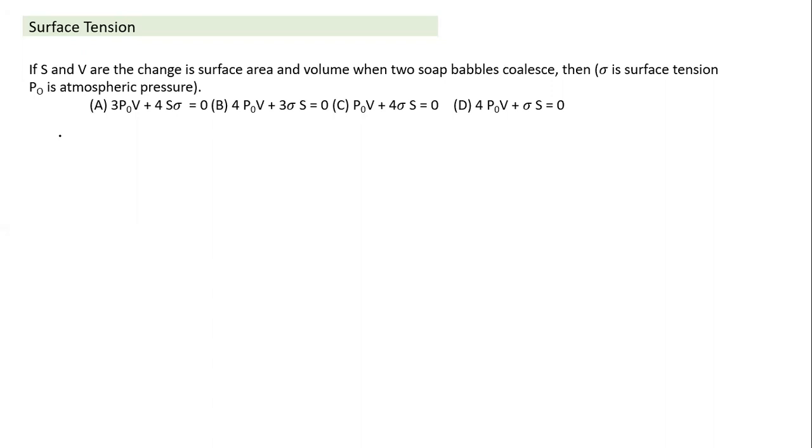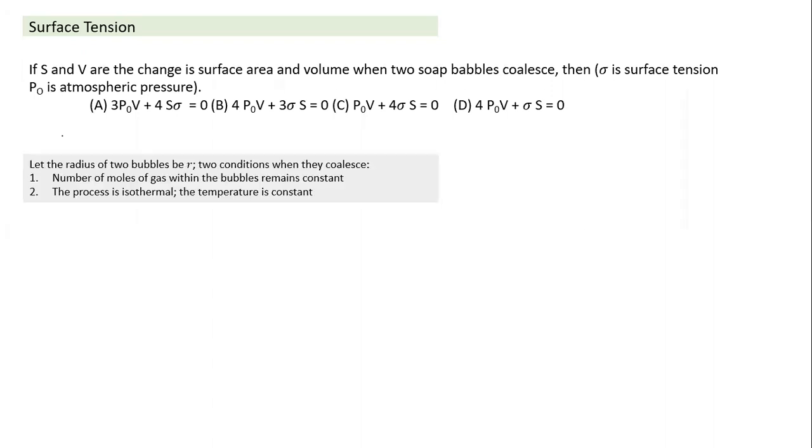So quite a few questions are something like this. And to make our task simpler, here they have not given whether the two bubbles are identical or not. If this relationship is valid for non-identical bubbles, it has to be valid for identical bubbles. So we'll take two bubbles of the same radius. When they coalesce, the number of moles of gas within the bubble remains constant.